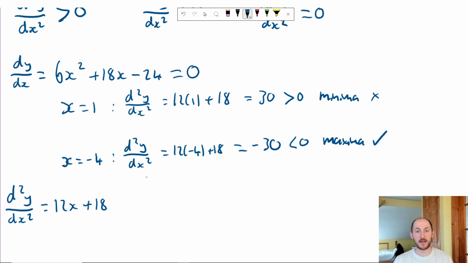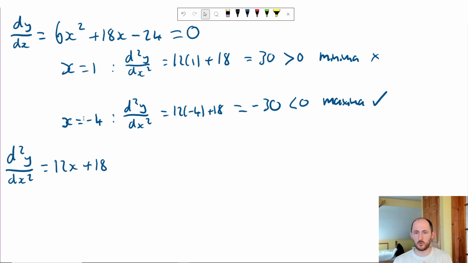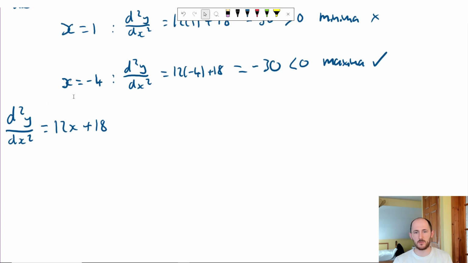That's the one I want. Am I done? No. Read the question. I would have gotten 5 out of 6 if I stopped here. Find the coordinates. I've only found an x coordinate. How do I find the y coordinate?